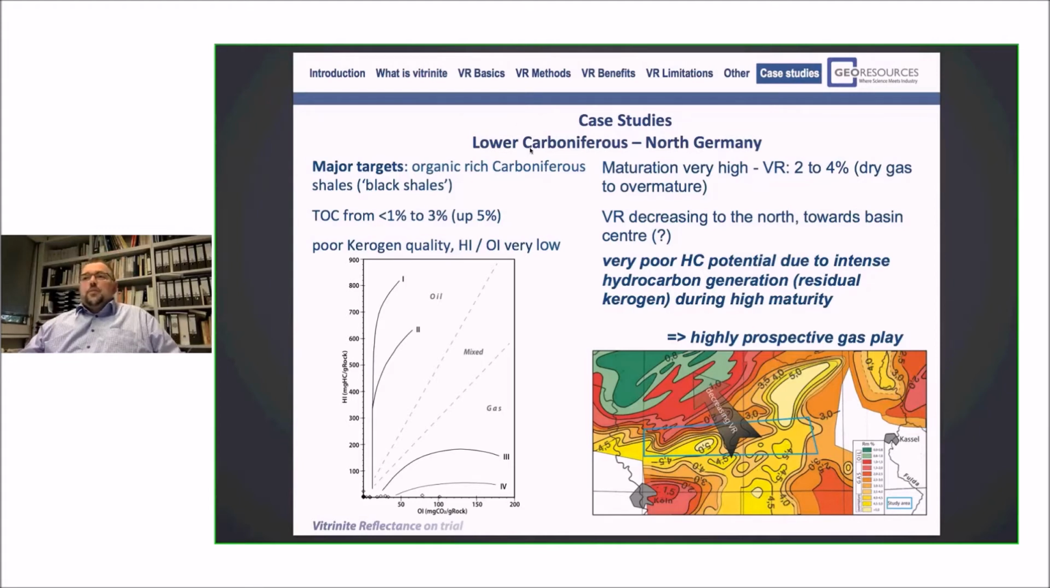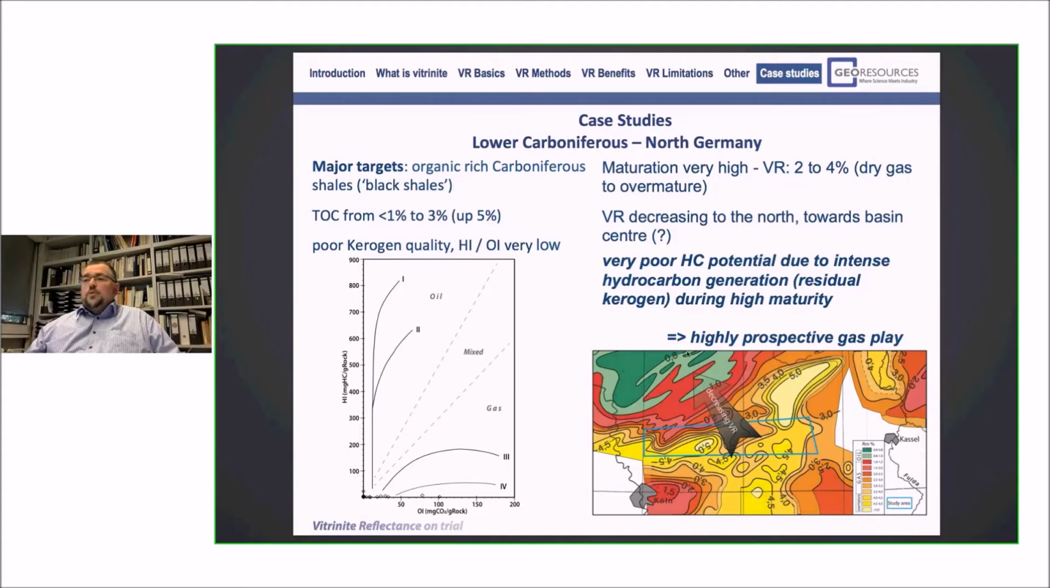So the first case study is from the Lower Carboniferous in northern Germany, and it's a classical hydrocarbon province. Northern Germany is one of the oldest hydrocarbon provinces in the country, and it's well known. There are a lot of studies, lots of wells. So we have quite a big database on the geology, on the basin development, on the maturation in the North German basin.